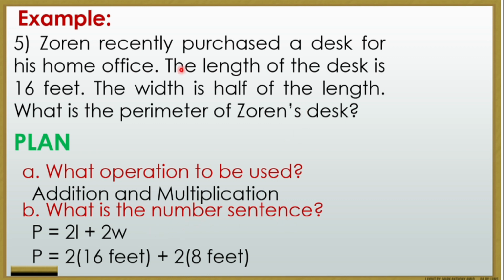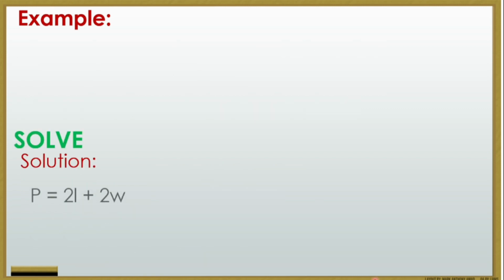It involves a desk, and a desk is a rectangular shape. So, we can now use the formula in finding the perimeter of a rectangle. Then, substitute the values, 16 feet for the length, multiplied by 2. Then, the width is half of the length. Half of 16 is 8. So, the value of the width is 8, times 2.